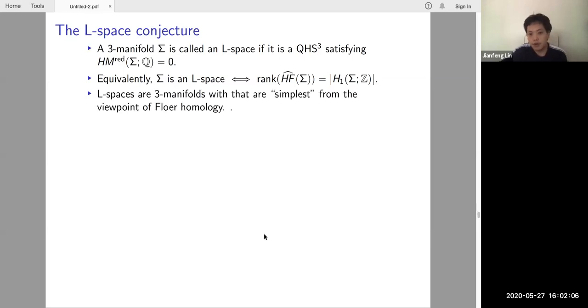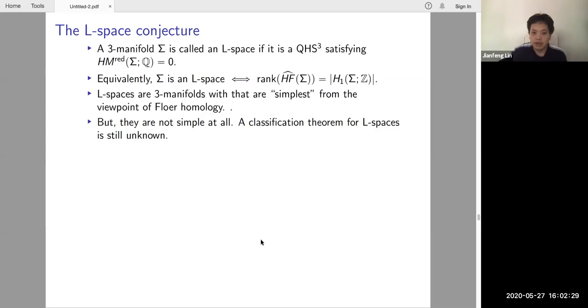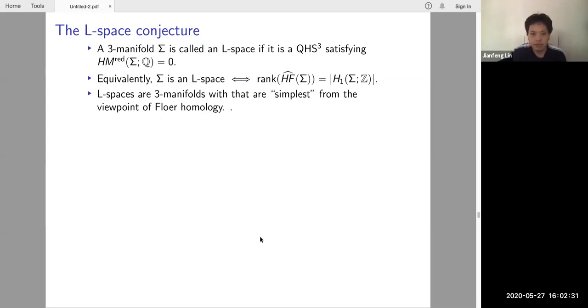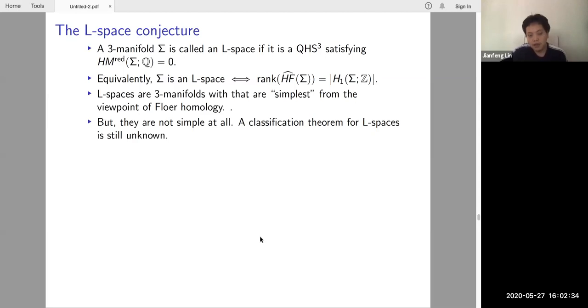From the perspective of Floer homology, those L-spaces are the simplest three-manifolds because they have a very simple Floer homology. For example, we know that any three-manifold with a positive scalar curvature metric is an L-space, and there are also a lot of hyperbolic examples. But from our perspective, these L-spaces are not simple at all. Namely, we don't really have a classification theorem for all L-spaces.